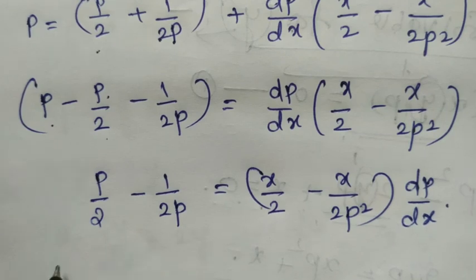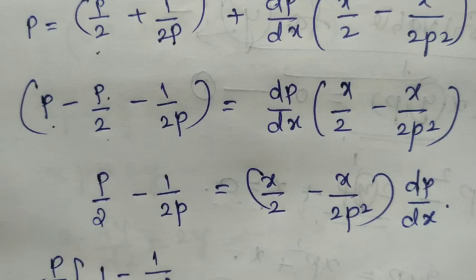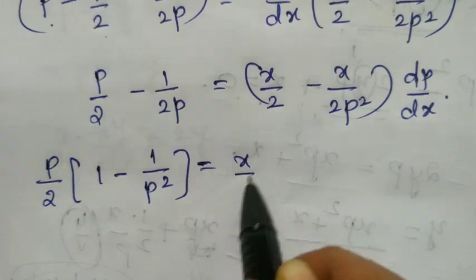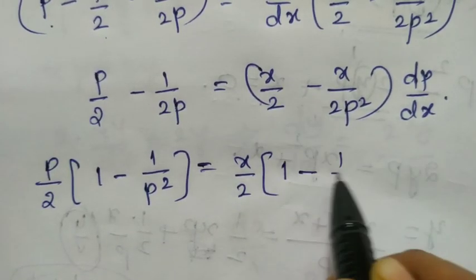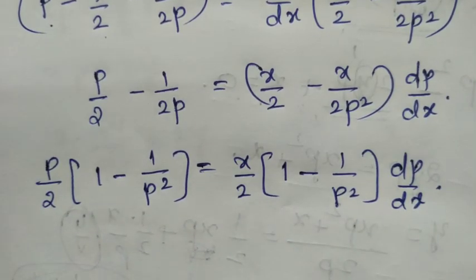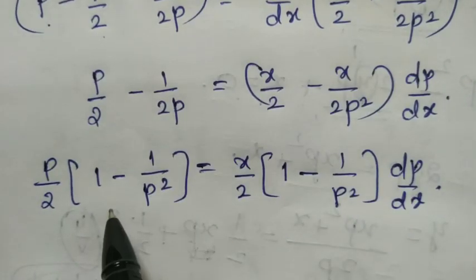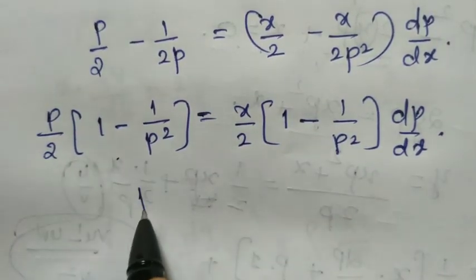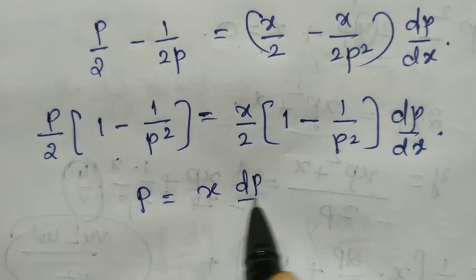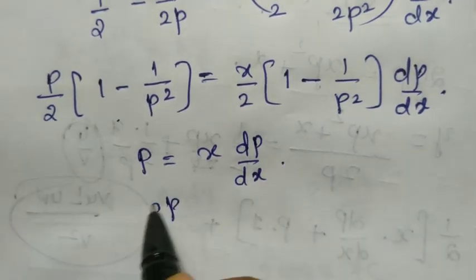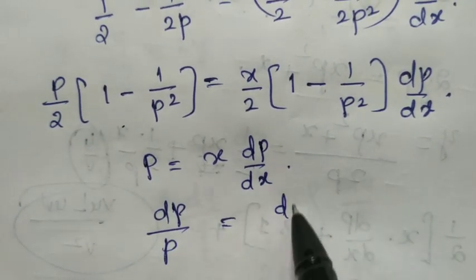In this, I am taking p by 2 common, then 1 minus 1 by p square. On the right, x by 2 is common, then 1 minus 1 by p square into dp by dx. So 1 minus 1 by p square cancels, 2 cancels, then p equals x into dp by dx. Therefore dp by p equals dx by x.